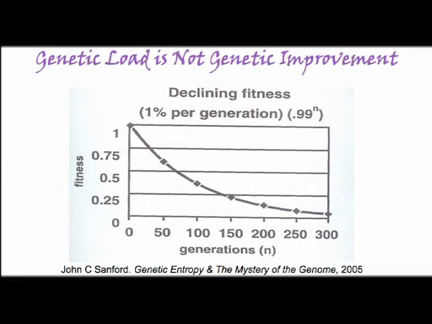And so from a perfect fitness of 1, you could extrapolate with a particular declining fitness rate over only 300 generations. And Dr. Sanford may want to look at this and say, if we started out here as people and we get a 1% declining fitness per generation in human beings, that means we're only going to last 300 generations before our fitness is down to 0.